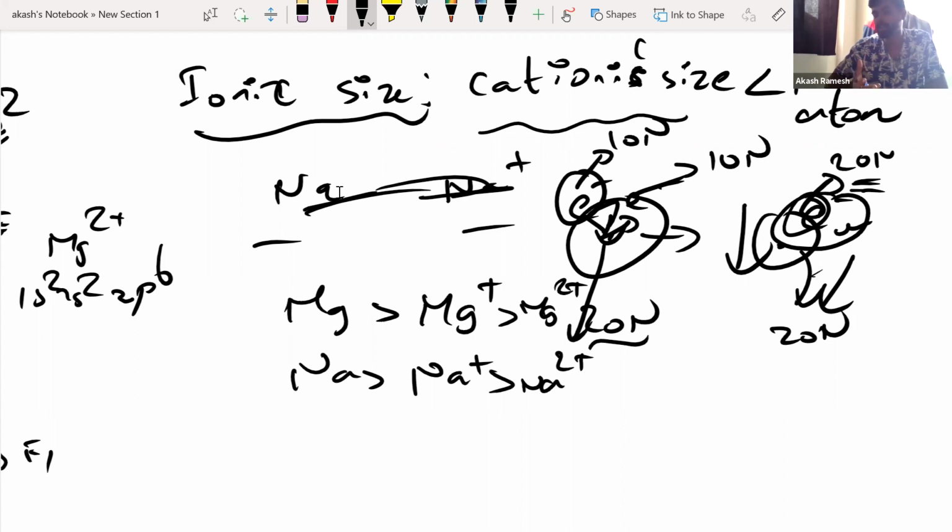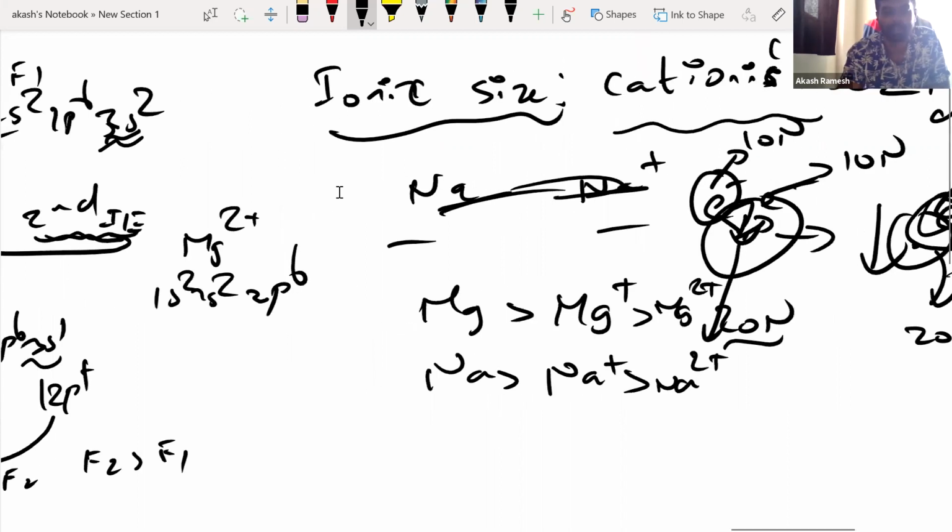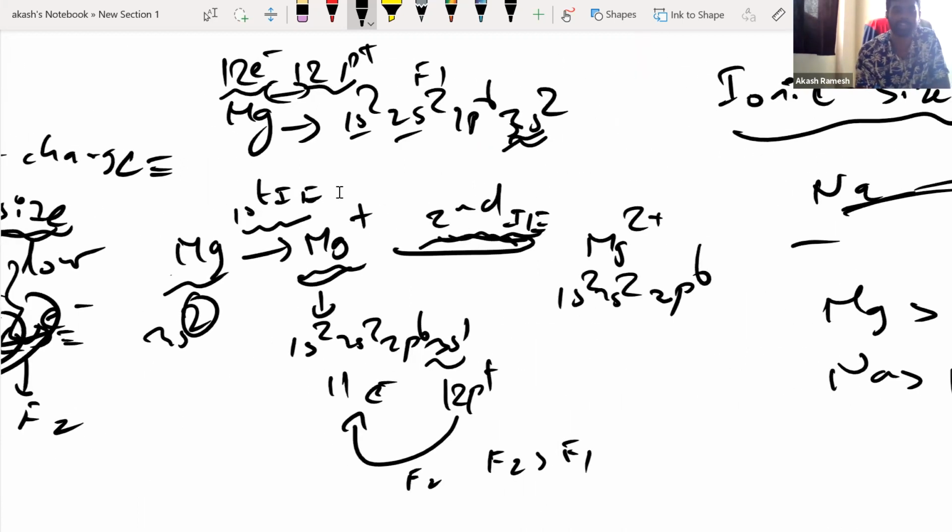Now this point you understand. With this understanding, why the second ionization energy is greater is very well understood. Because Mg has more size, the electron is a little far away. But once it forms Mg plus, this electron is a little closer to the nucleus because the size is decreasing. Thereby, removing this electron becomes more difficult than removing the first electron.